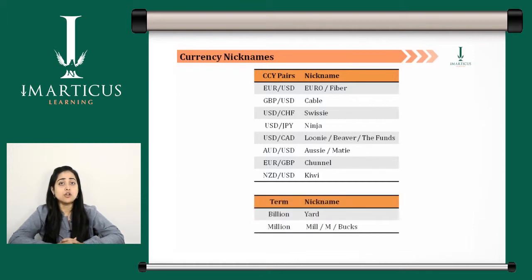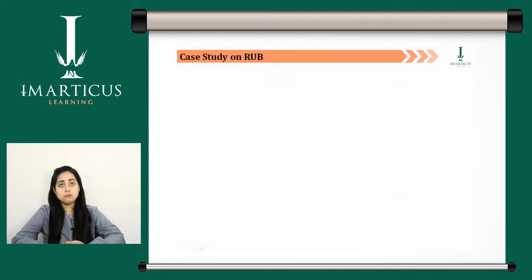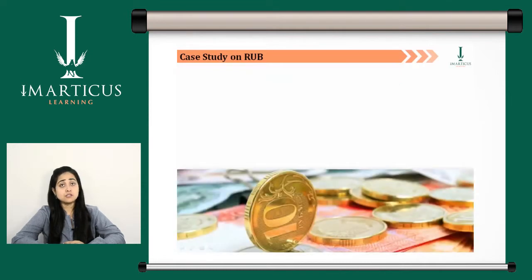The other forms of notional are also shown on screen. Billions are called yards. Millions are also called mil or M or bucks. So if a trader says he wants to buy 10 bucks, he means 10 million, and 1 yard means 1 billion. Before we end this session, let us take a look at a couple of high-profile currency-related case studies.